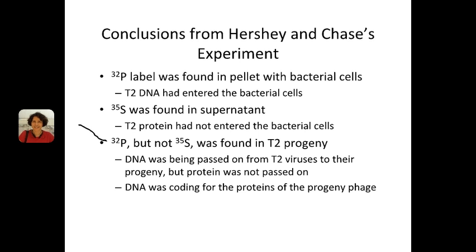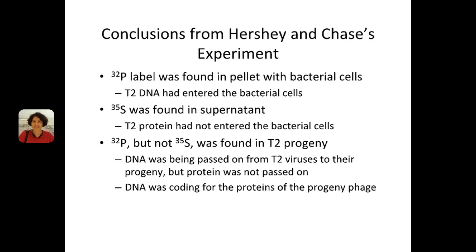Third finding, they noticed that some of the T2 progeny, in other words, the next generation of viruses that were formed from these same bacterial cells, if you allowed that infection to proceed, eventually the bacterial cells would lyse, they would burst, and they would release a whole bunch of phages, each of them. So they would release the next generation of phages, the progeny phages. Some of these progeny phages had P32 in their DNA. They were labeled with P32.